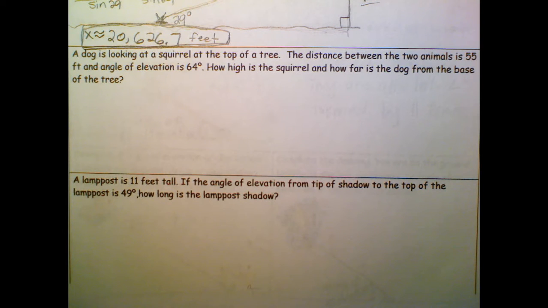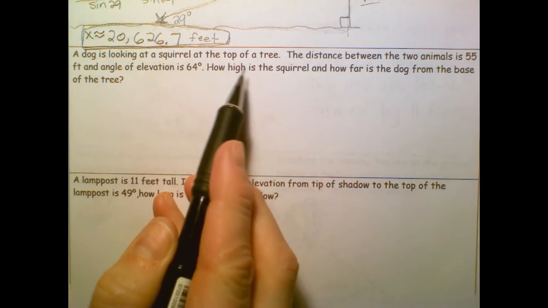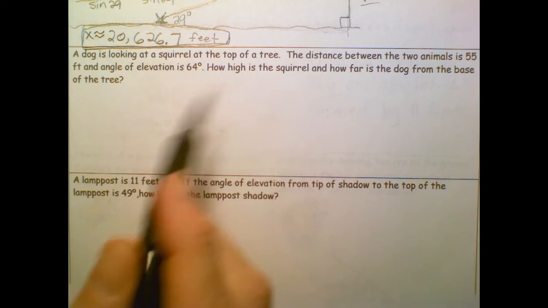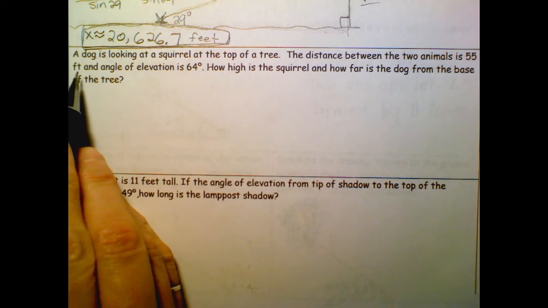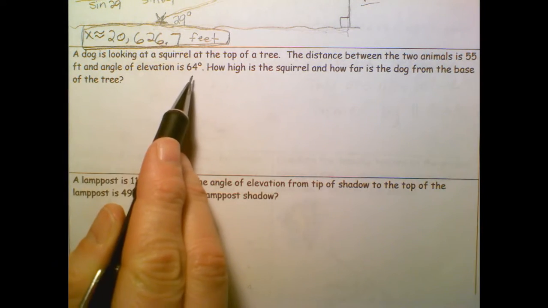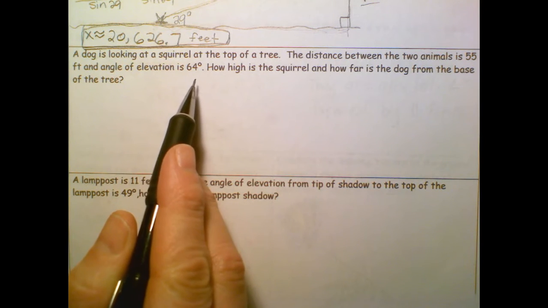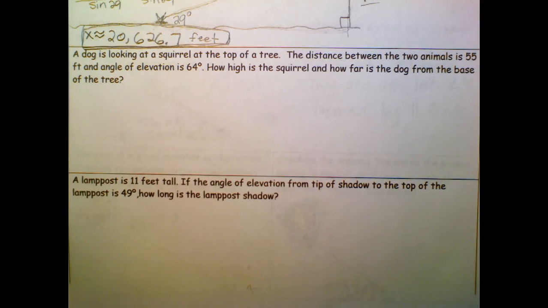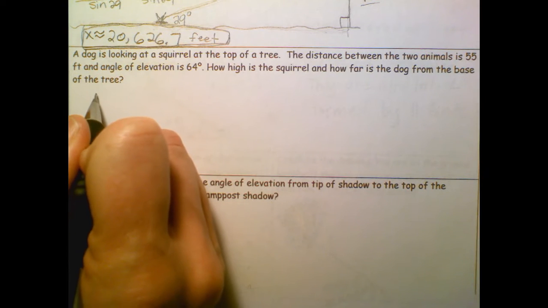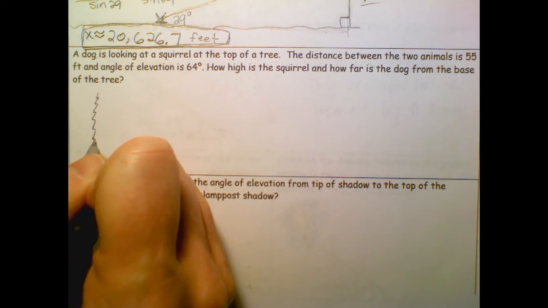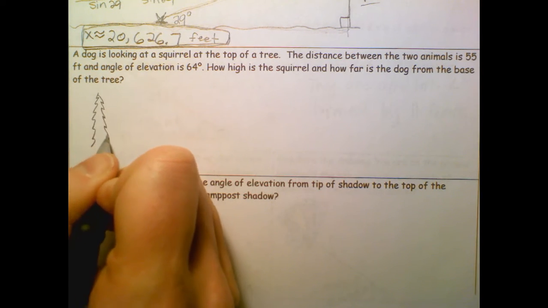Okay, so it's very important that you generate a picture with this. A dog is looking at a squirrel at the top of a tree. The distance between the two animals is 55 feet, and the angle of elevation is 64 degrees. How high is the squirrel, and how far is the dog from the base of the tree? So hopefully we can kind of figure out what dimension is what.